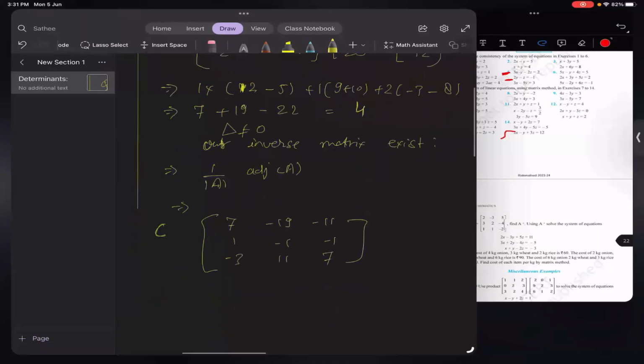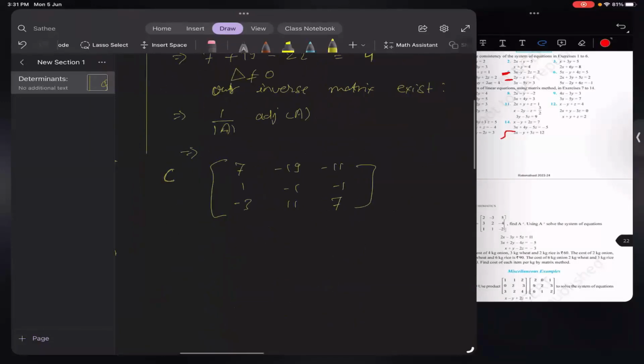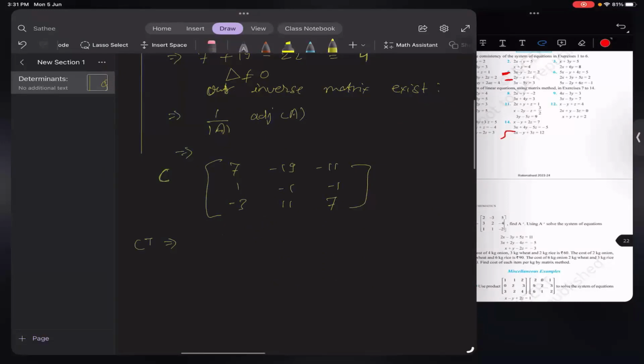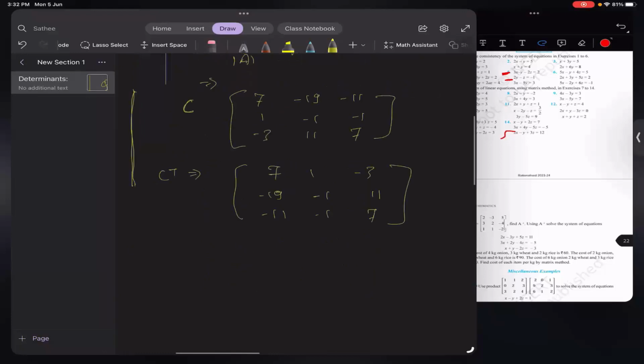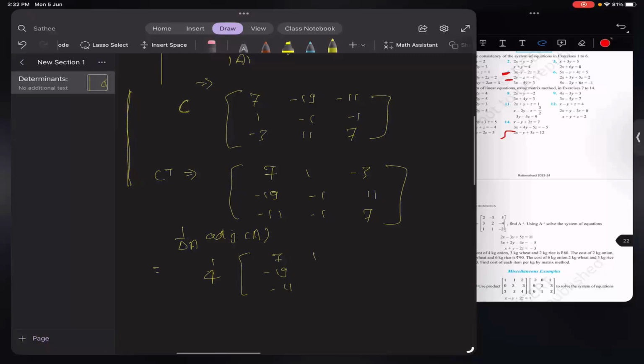Okay, so finally our transpose matrix, that is the adjoint matrix, so this would be 7, 1, minus 3, and this would be 19, minus 1, 11, and this would be minus 11, minus 1, and 7. Okay, so our inverse matrix should be 1 by determinant of A times adjoint of A. So this would be 1 by 4 times 7, minus 19, minus 11, 1, minus 1, minus 1, and this would be minus 3, 11, and 7.